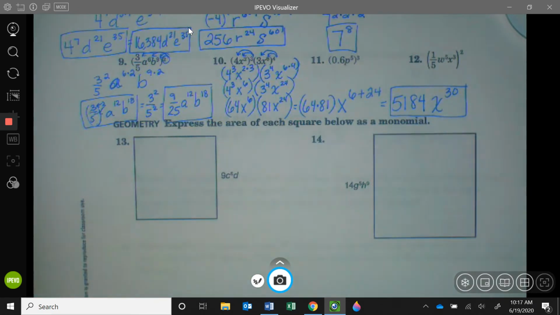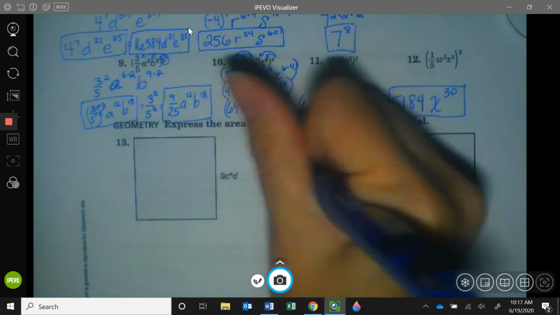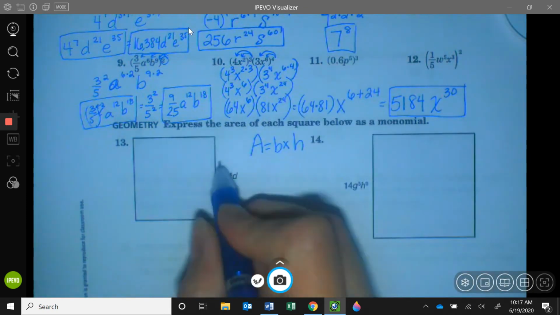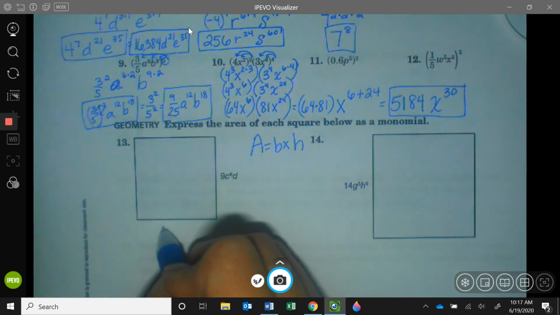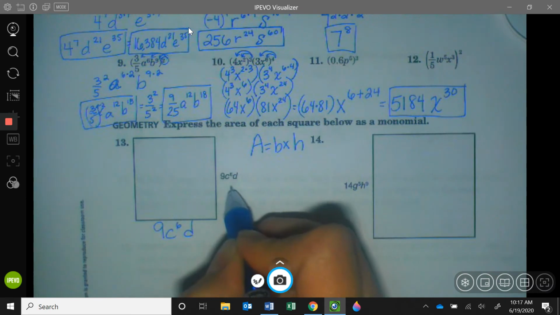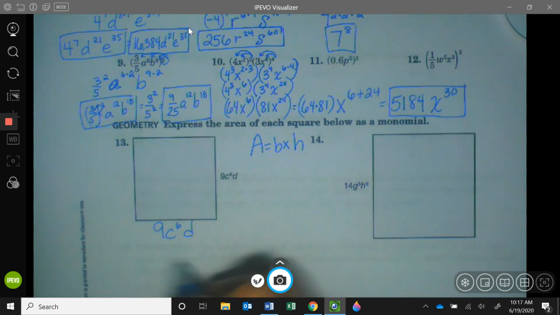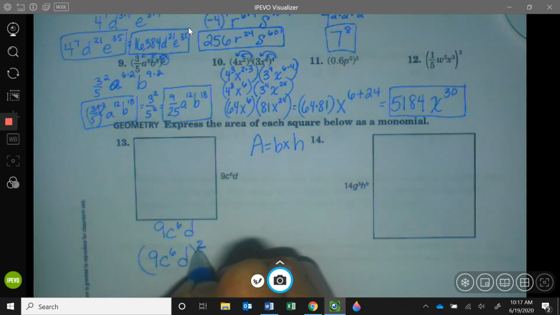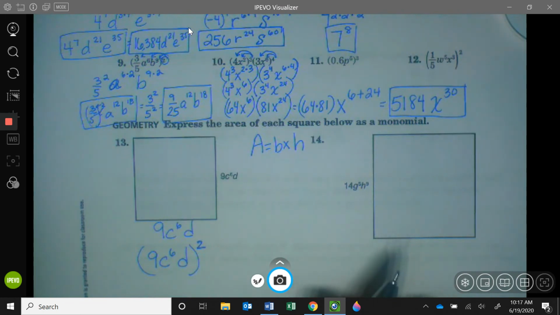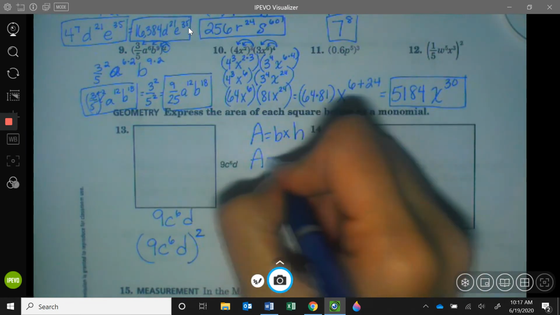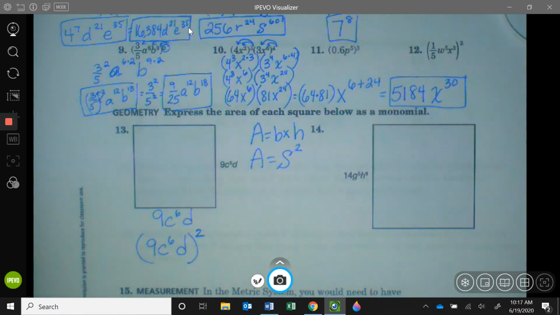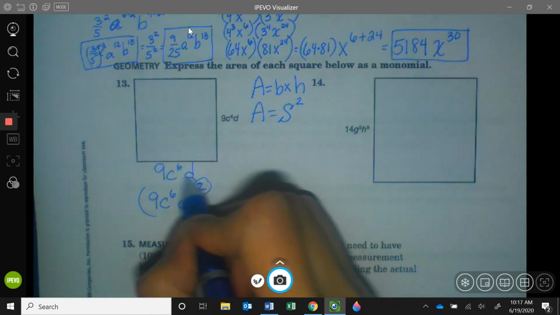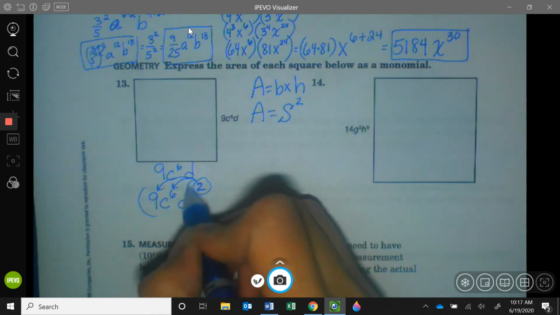When you're expressing the area, remember that area is base times height. In the case of a square, all of our sides are the same, so our base is the same as our height. So we're basically saying that this is 9c to the 6th d, and we're squaring it because there are two of them. You can also write the formula as side squared, and that's where I got that squared from.